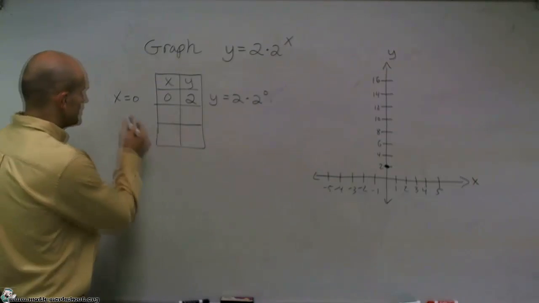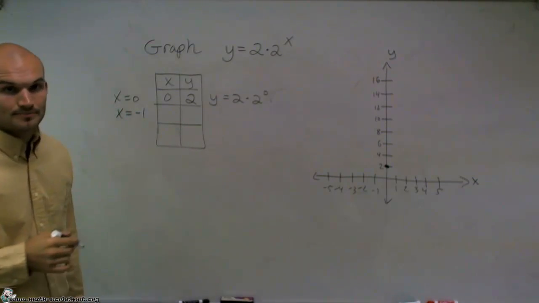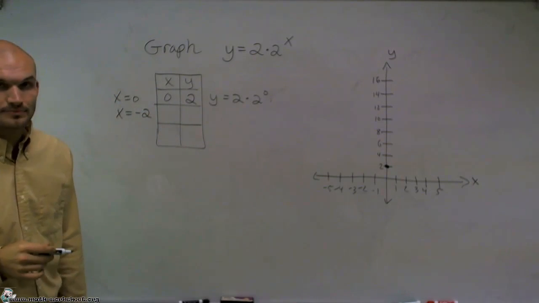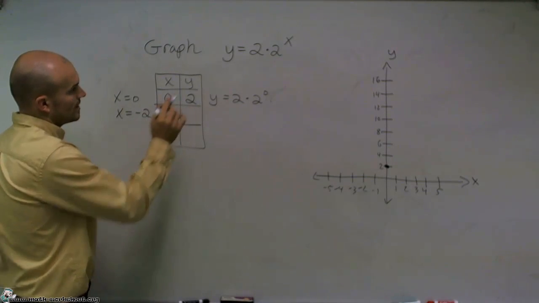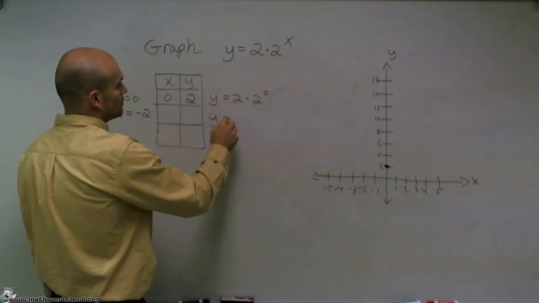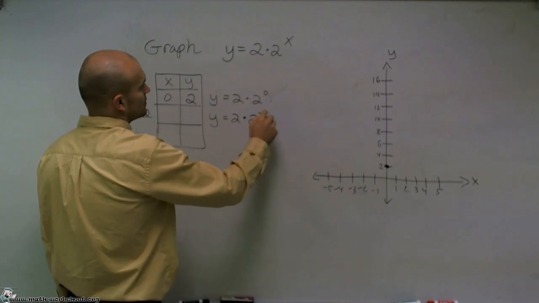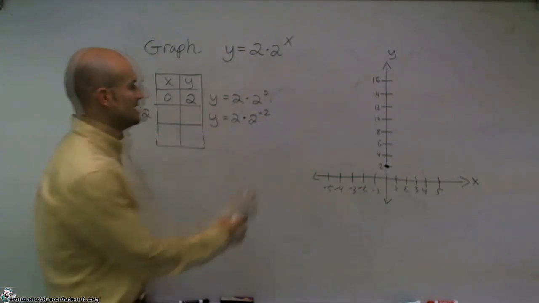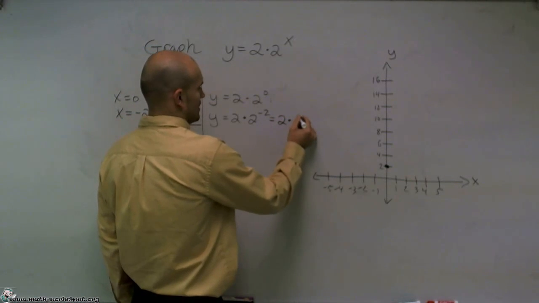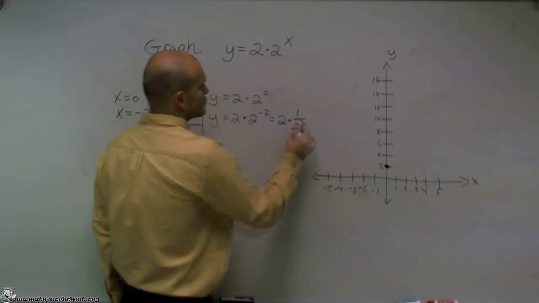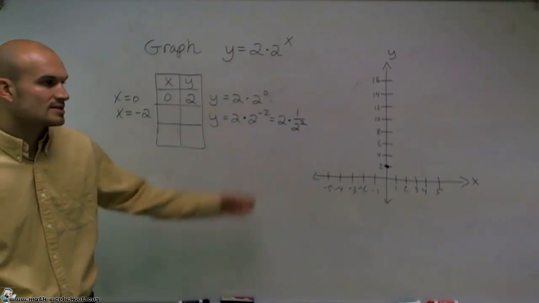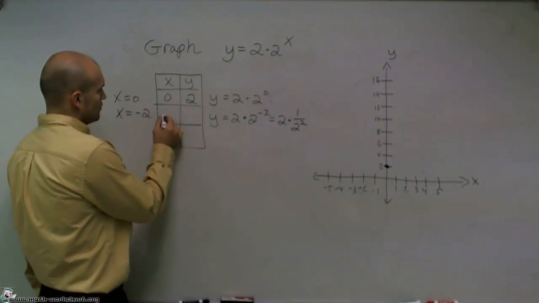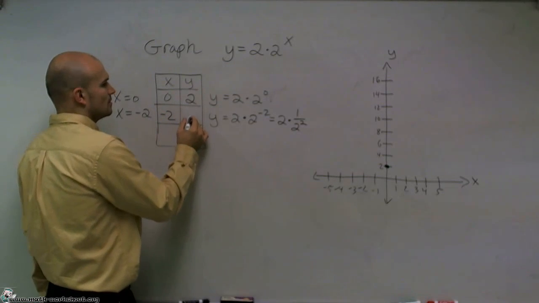So let's pick x equals -1. Actually, you know what? Let's pick x equals -2. So now I have y equals 2 times 2 to the -2. Well, one thing we need to remember about 2 to the -2nd power is that it's the same thing as 1 over 2 squared. Well, 1 over 2 squared is going to be 1/4, and 2 times 1/4 equals 1/2. So when x equals -2, y equals 1/2.